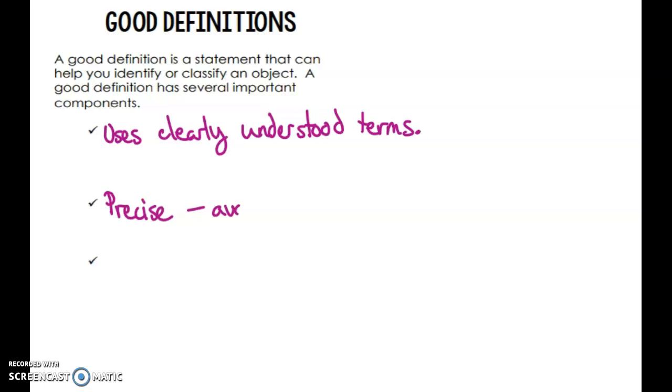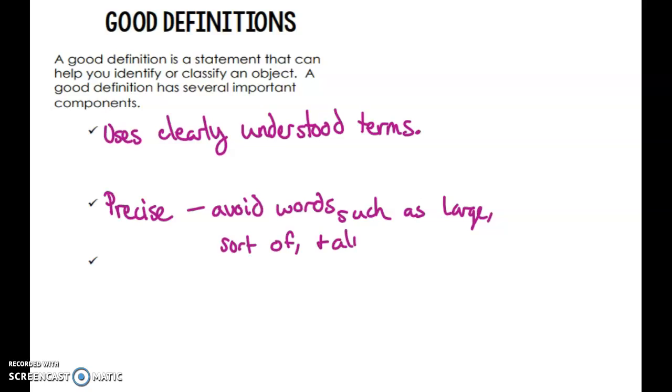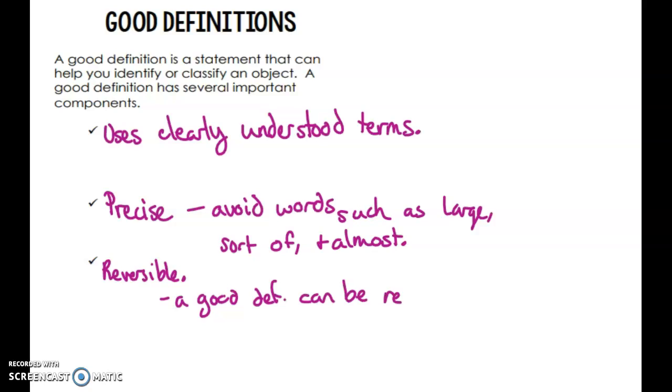So basically, you should avoid words that are kind of general, that aren't exact. So such as, sorry, I'm getting messy here, large, sort of, and almost. A definition is not going to say, well, it's almost this measure. It's going to be very clearly defined. And then it should be reversible. So a good definition can be rewritten as a biconditional, which is an if and only if statement.